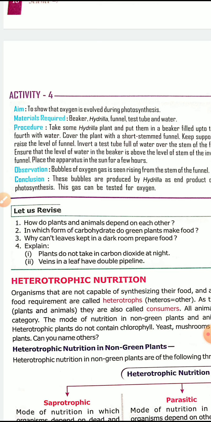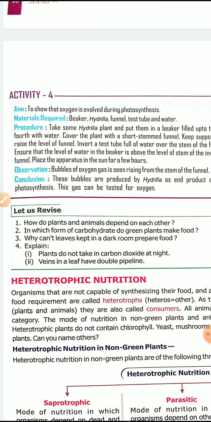Okay. Question number 4, first part. Plants do not take in carbon dioxide at night. See, carbon dioxide is required for photosynthesis. In night there is no sunlight, so no photosynthesis is taking place. So plants do not require carbon dioxide at night.